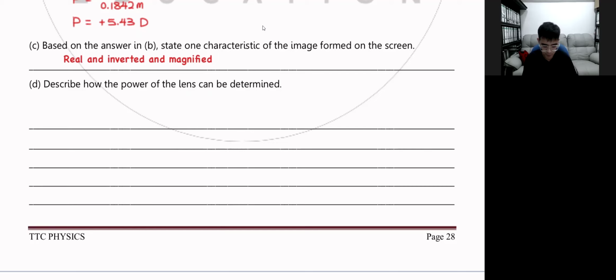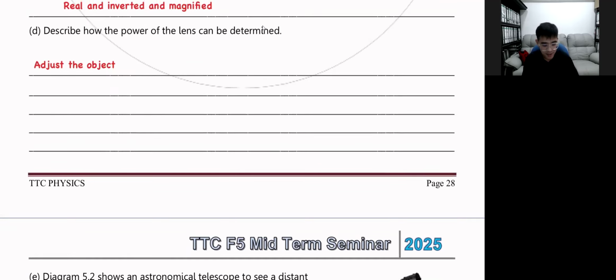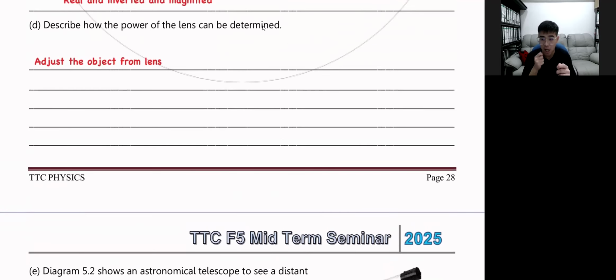First, we have to do what? We have to adjust the object and the lens. So you have to adjust the object from the lens until what? Until you see a sharp image. Until a sharp image is formed on the screen. That is the first step.